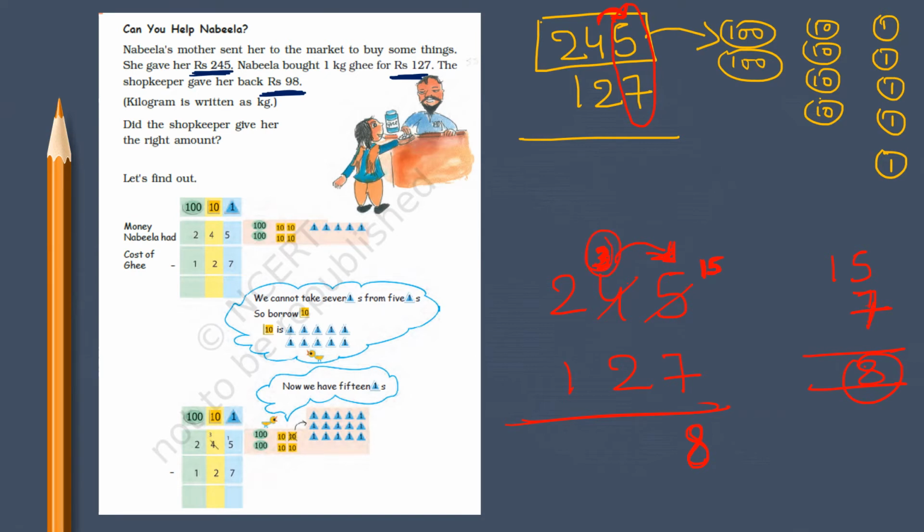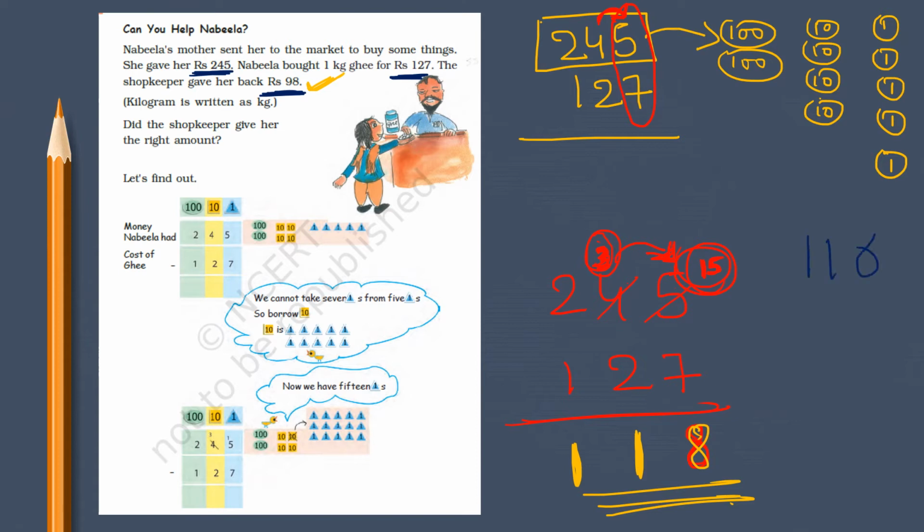3 minus 2. Now look at these figures, okay? The new ones. 3 minus 2, 1. And 2 minus 1, 1. So the answer is 118. So the shopkeeper should give her 118, but he gave her 98. So how much more does he have to give her? So we do the calculation over here.